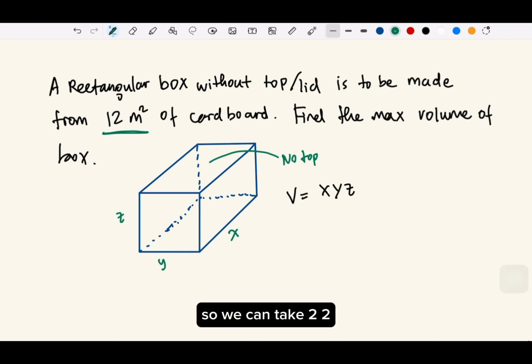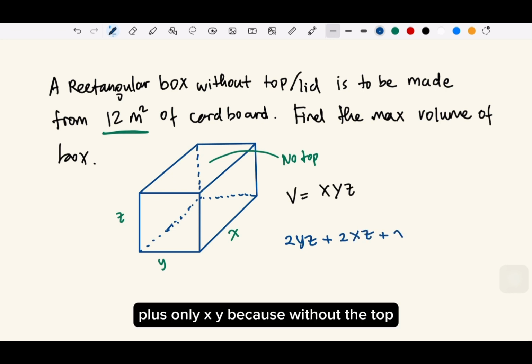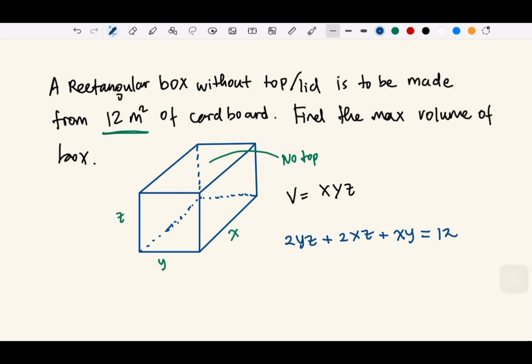So we can take 2yz plus 2xz, okay, plus only xy, okay, because without the top. This should be equal to 12, right?